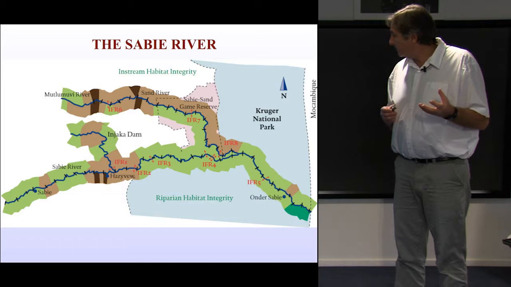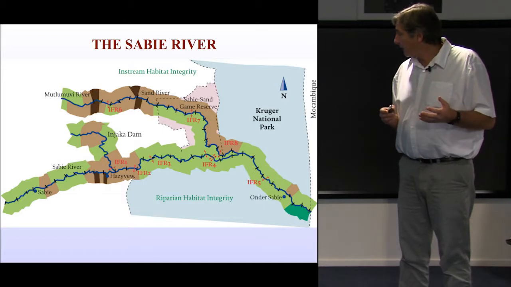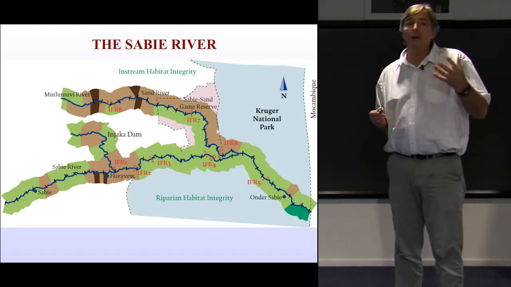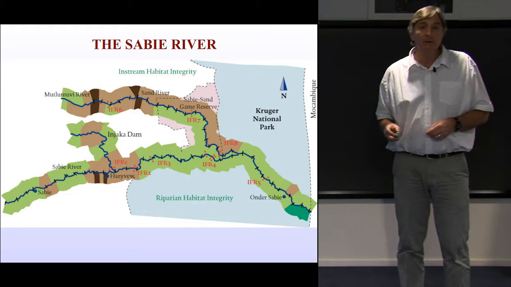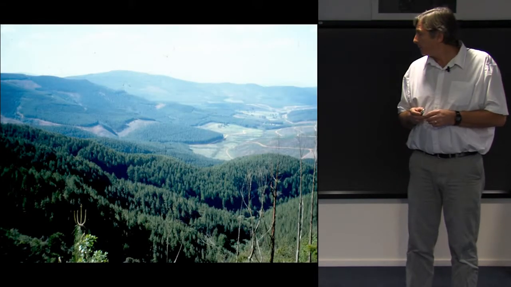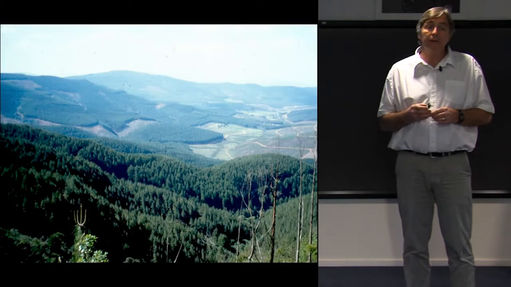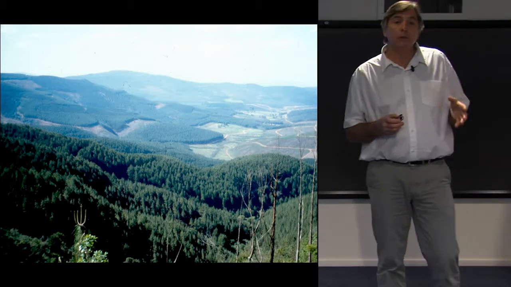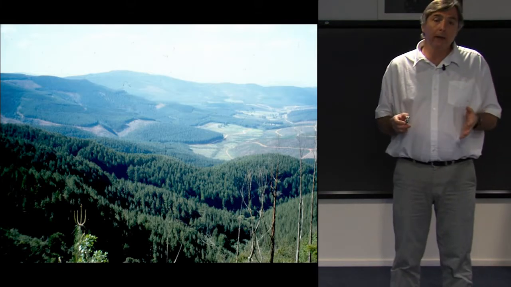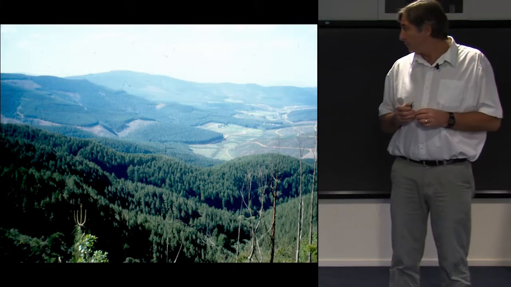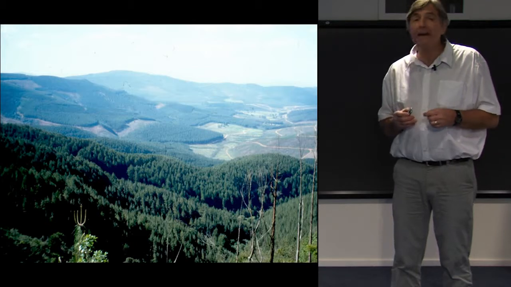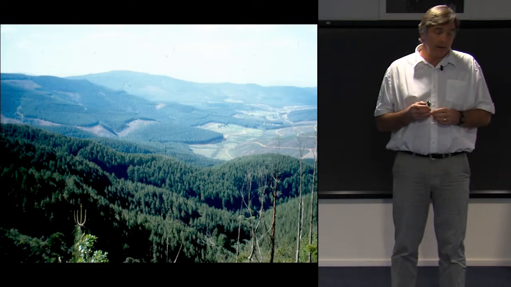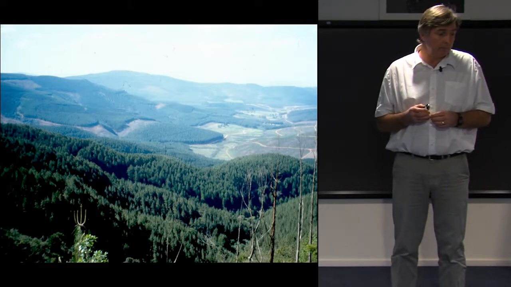The light green is modified to a slight extent, the light brown to a moderate extent, and the dark brown are areas outside the park which have been quite heavily modified. Okay, so in the upper reaches of the catchment, there's been very extensive replacement of natural grassland with fast-growing commercial forestry crops, pine and eucalypts, and about 80% of the upper catchment is now covered in these commercial forestry projects.